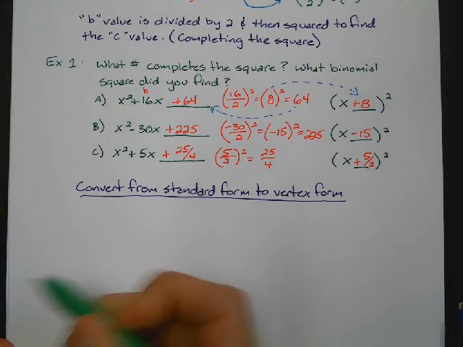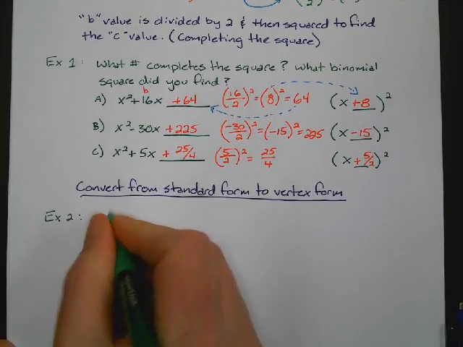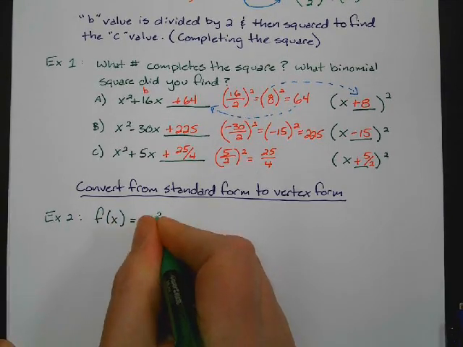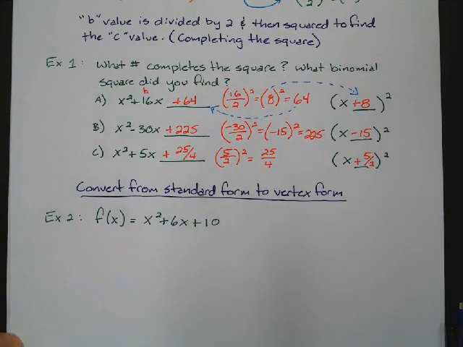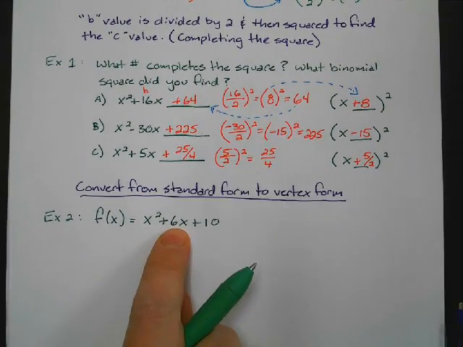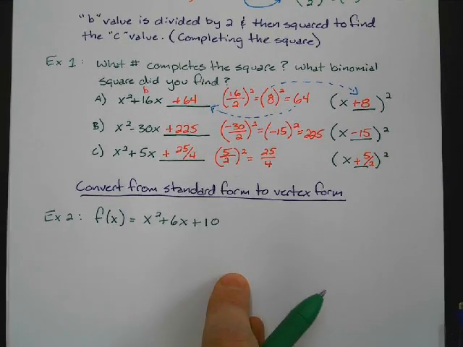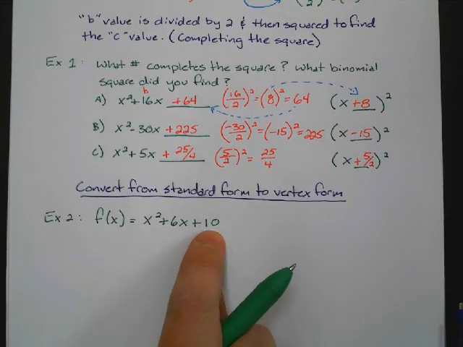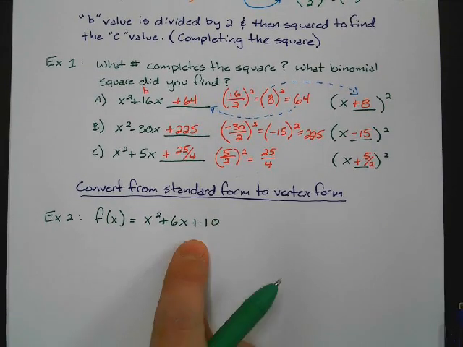At example 2, I got a problem here. f of x equals x squared plus 6x plus 10. Now, in the last unit, you would have looked at this problem and said, since I have a bx term in the middle here, I've got to factor it and then set my factors equal to 0. Problem is, this one does not factor. There are no factors of 10 that add up to 6. So in the last unit, we wouldn't have been able to solve this one.